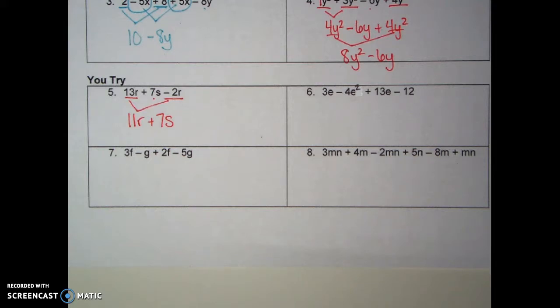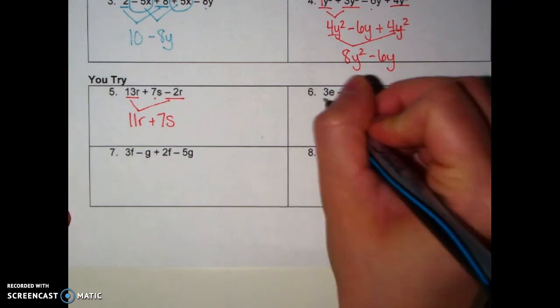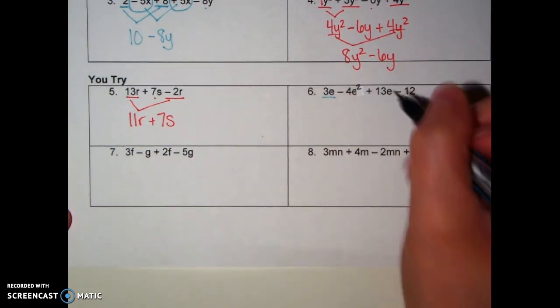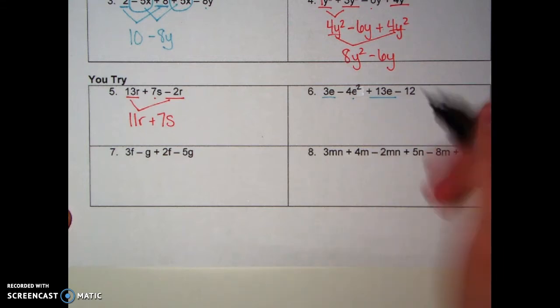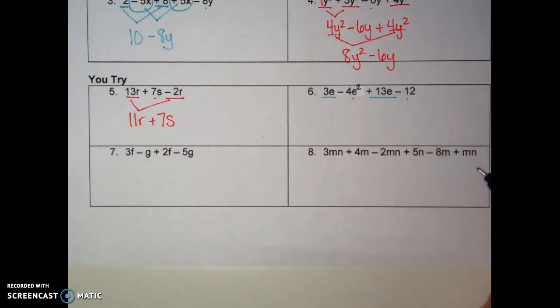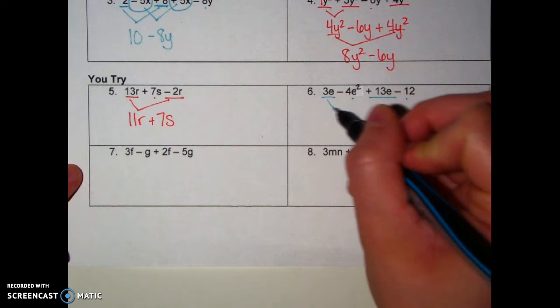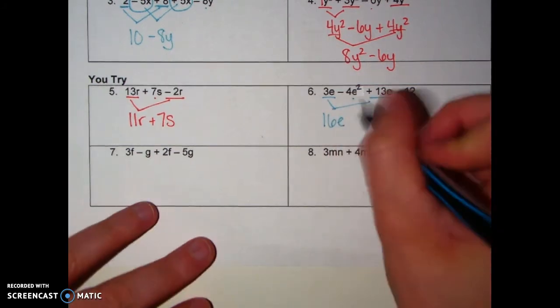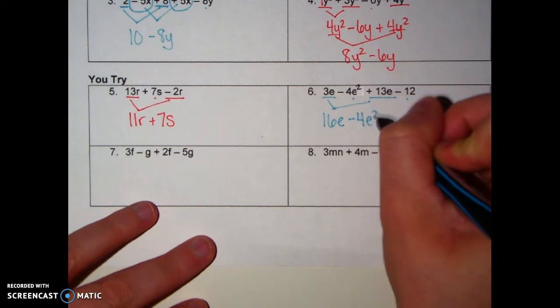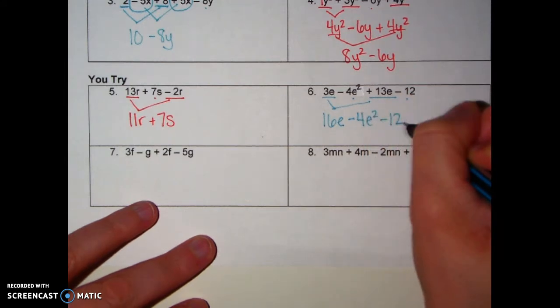Okay, next one. I have an E, and I have another E. That's an E squared, that's not the same thing, and I have a negative 12, that is not the same thing as anything else. So those two terms are just going to come down right into the answer. 3E plus 13E is 16E. Bring down that minus 4E squared, and bring down the minus 12.